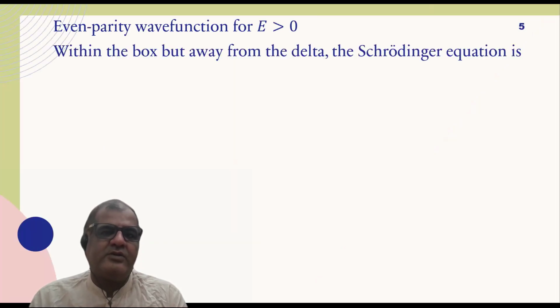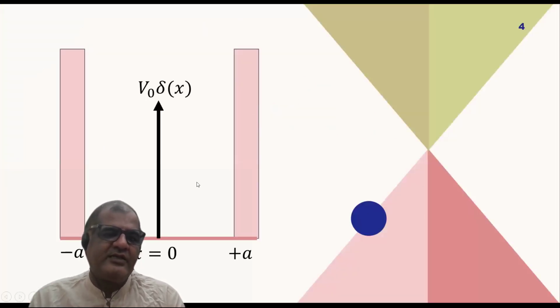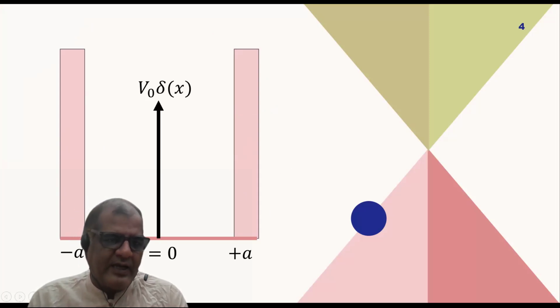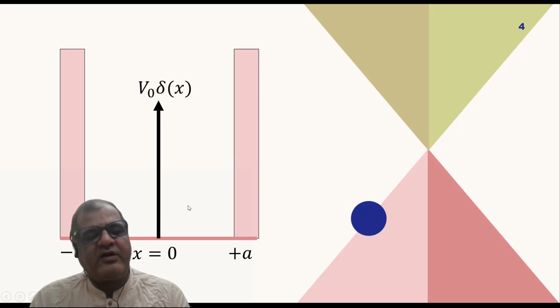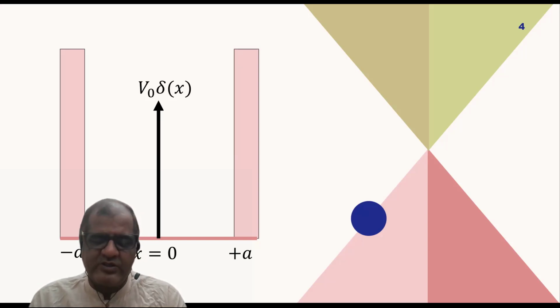Now if I want to write the solution for this equation, you see inside the box there are rigid walls, so the particle cannot escape here. So here the wave function is 0, and here you have potential V0. So V0, the particle is free. The Schrodinger equation for V0, when energy is positive, is like simple harmonic motion. So you have a solution like A sin kx plus B cos kx.